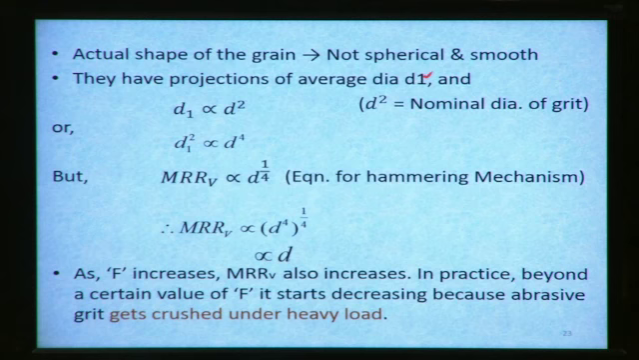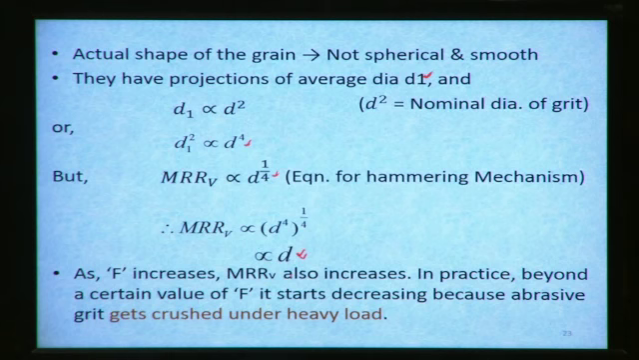It is proportional to D square, where D is the diameter of this abrasive grain. Now if we take the square, D1 square is proportional to D to the power 4. So now this material removal rate is proportional to D to the power 0.25 from this hammering model. So now if we put this value, the volumetric material removal rate, D to the power 4 to the power 1/4, will become proportional to D.